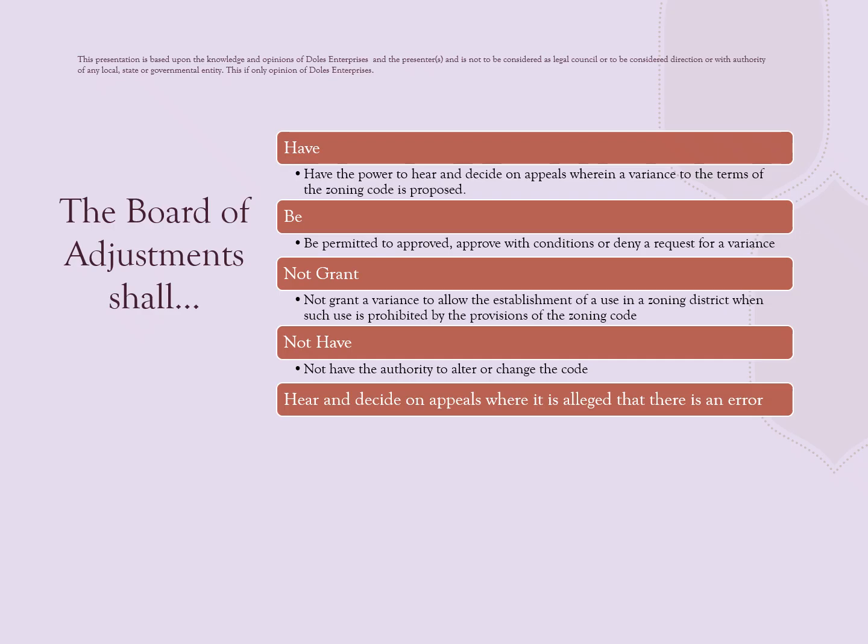They shall not grant a variance to allow the establishment of a use in a zoning district when such use is prohibited by the provisions of the zoning code, and they shall not have the authority to alter or change the code. They shall hear and decide on appeals where it is alleged that there is an error in the interpretation.